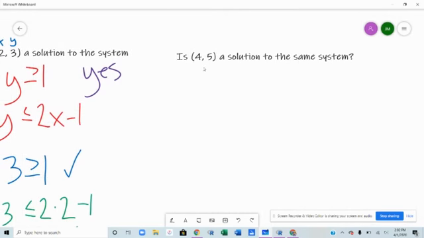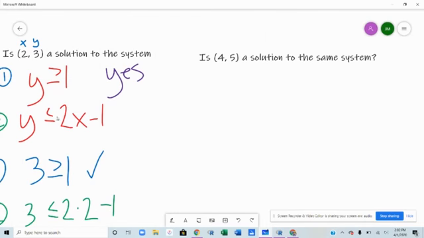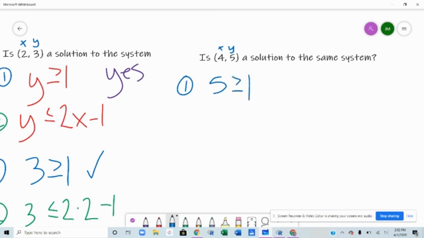Now our next question says to take a new coordinate point, 4, 5, and it wants to know if it's a solution to the same system. So the same inequalities we used back over here. We're going to do the same process. We're going to take our x and our y value and plug them in for x and for y. Starting with your first inequality, you're going to take your y value as 5 and plug it in for y. Is 5 greater than or equal to 1? Yes, it is.